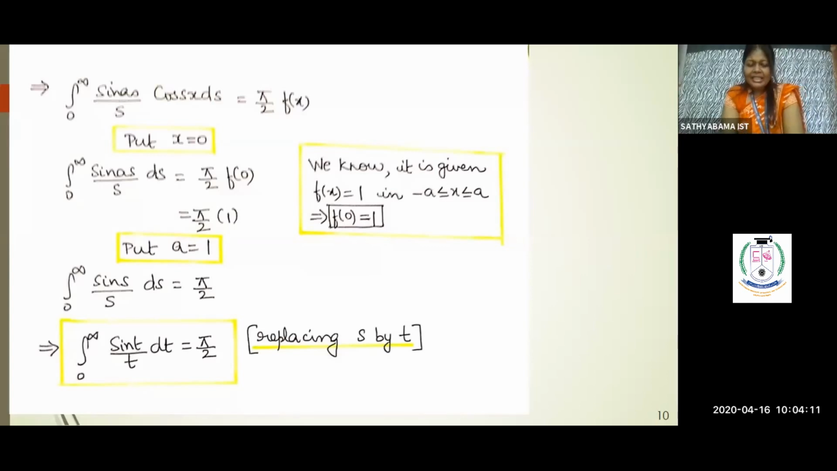I hope you understand the last step. I see s here is only a dummy variable. By the property of definite integrals, integral a to b f of x dx is the same as integral a to b f of y dy. So the variable here does not have any value. Okay. So simply replace s by t. That gives you the answer. That gives you pi by 2. So the first integral value is pi by 2. And how did we find it? Using the inversion formula.